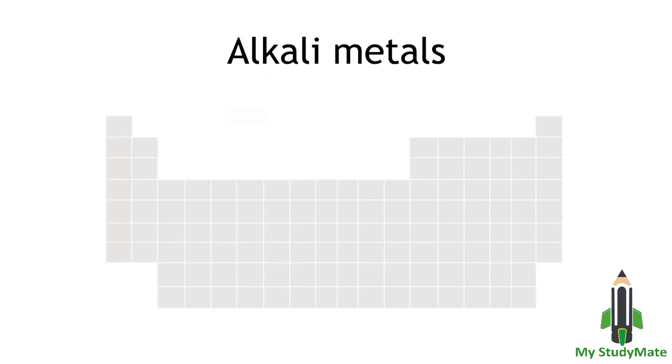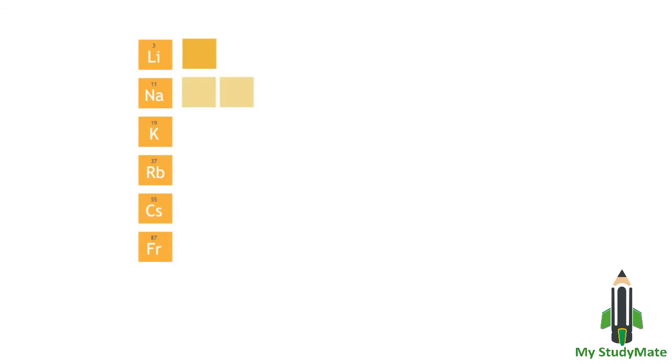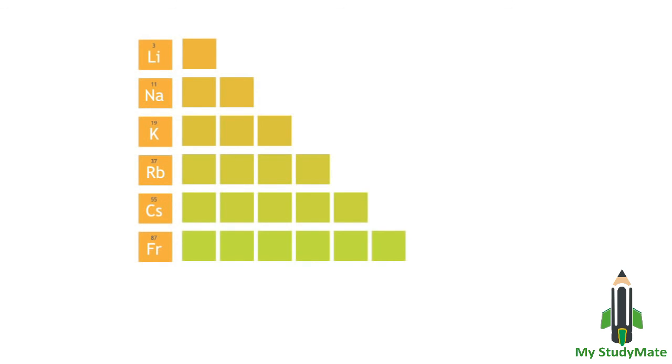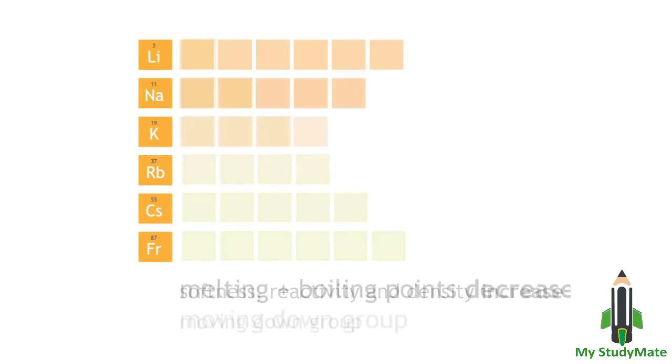In summary, the alkali metals are the Group 1 metals. They react with water to produce hydrogen gas and their corresponding metal hydroxide. Moving down the group, softness of the metal increases, reactivity with water increases, and their density increases, but their melting points and their boiling points decrease.